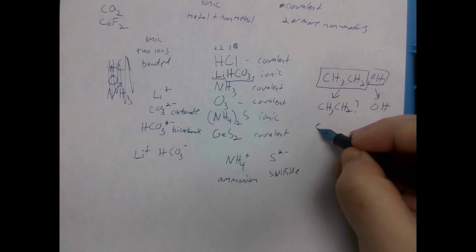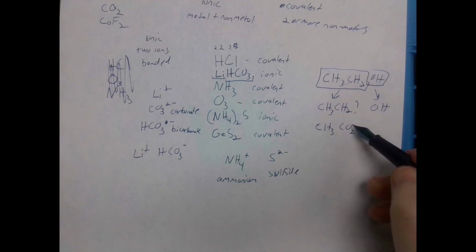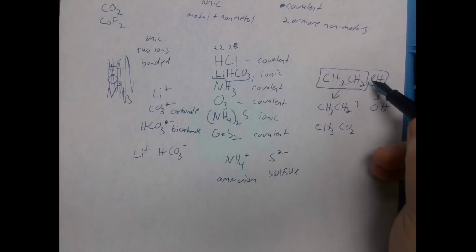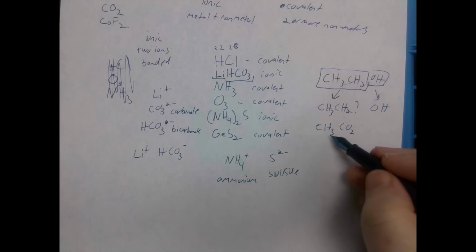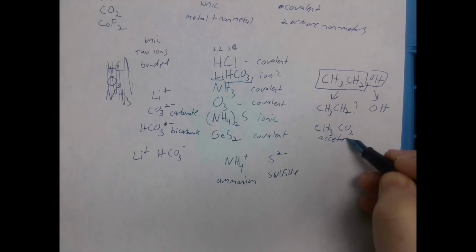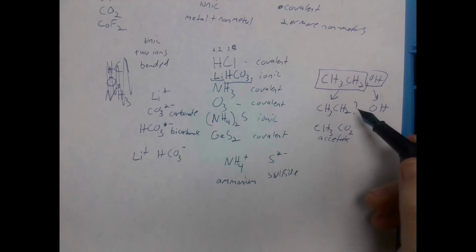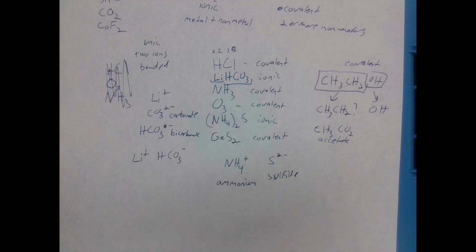Acetate is CH3CO2. It's close, but this has 2 hydrogens and this has 2 oxygens. So acetate is a common ion. But this is covalent. It's ethanol. I'm not going to have anything complicated like that on the test.